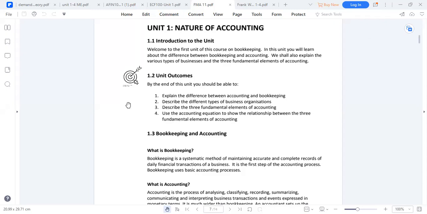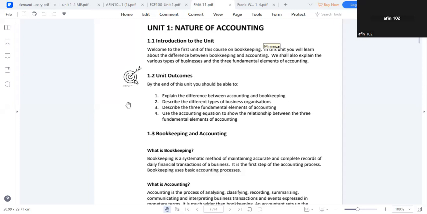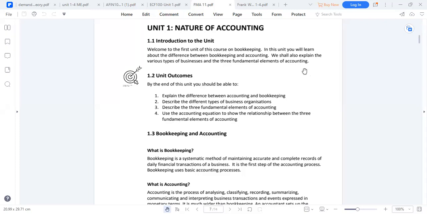For basic accountants, it is actually called bookkeeping. The first part of accounting is called bookkeeping. So you need to be very familiar with the concepts in accounting. By the time we're done with this, you need to be able to differentiate accounting from bookkeeping, understand the types of businesses, the fundamental elements of accounting, and how to use the accounting equation. And also we'll go to the ledger account and how to balance a trial balance.